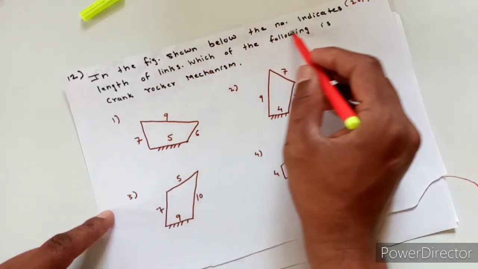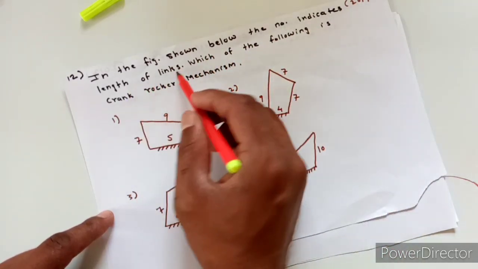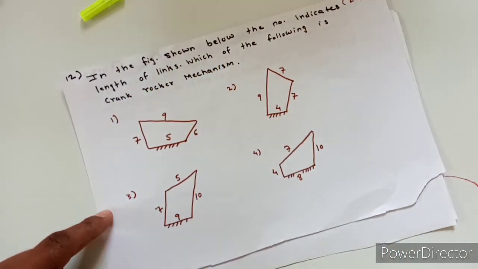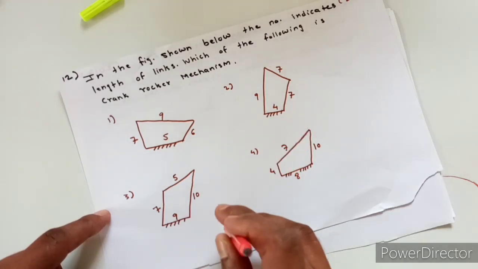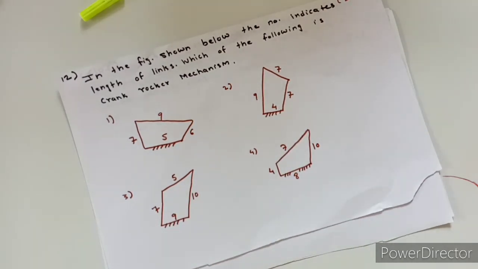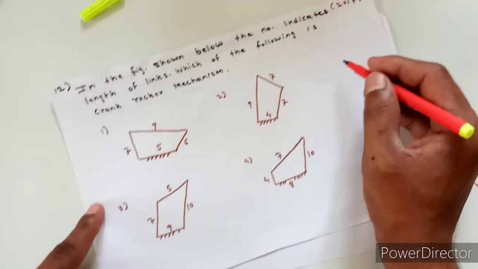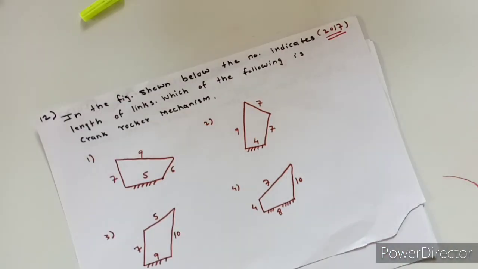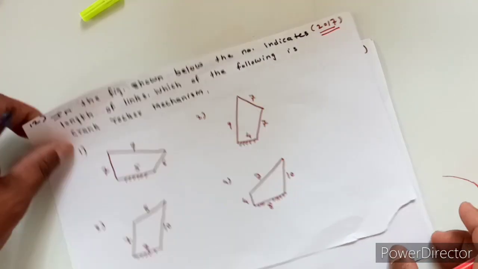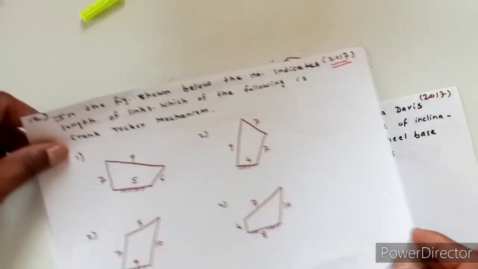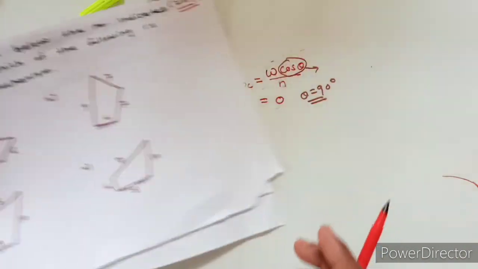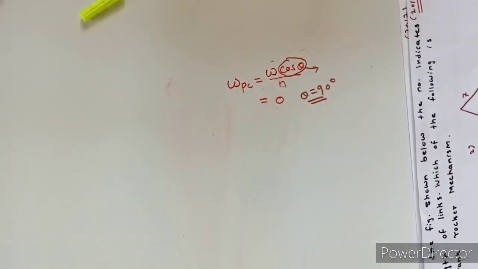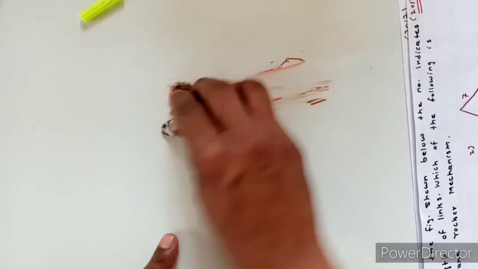In the figure shown below, the numbers indicate the length of links. Which of the following is a crank rocker mechanism? Now this problem is to be solved using Grashof's law. This was asked in 2017. This is a very important question. Now for that we need to study the inversions of a 4-bar chain. For that I will draw one tree diagram here.